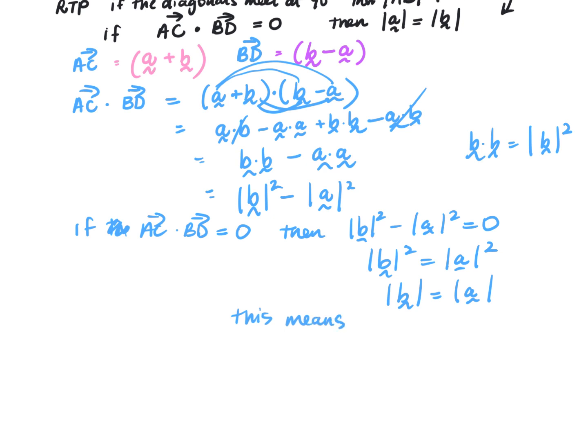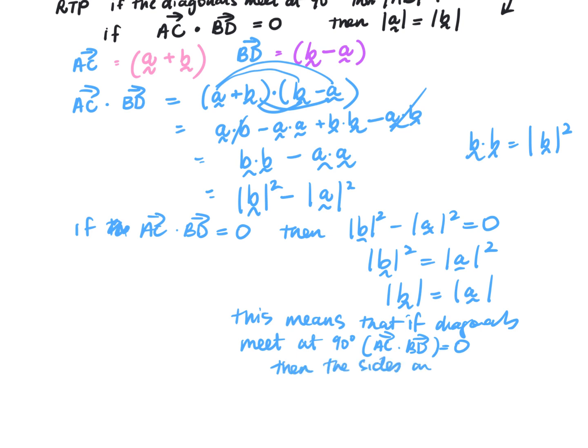This means, if in doubt, write it in words, that if the diagonals meet at 90 degrees, I could even write there, AC dot BD equals 0, then the sides are the same length, and the parallelogram is a rhombus. I've finished. Okay, that's how we do that.